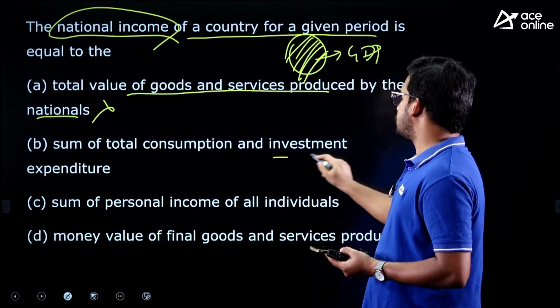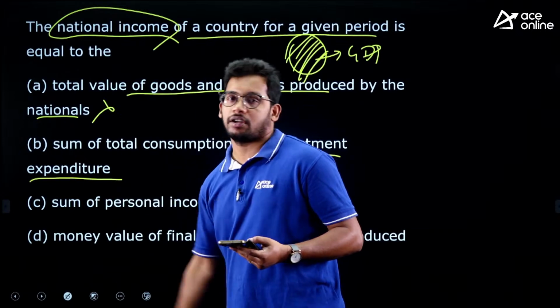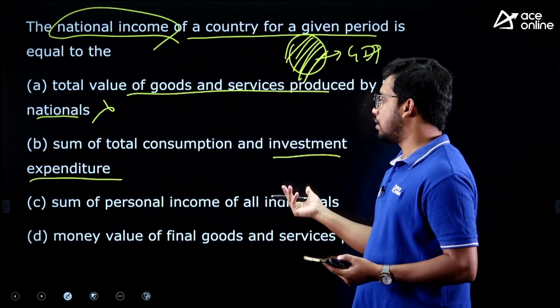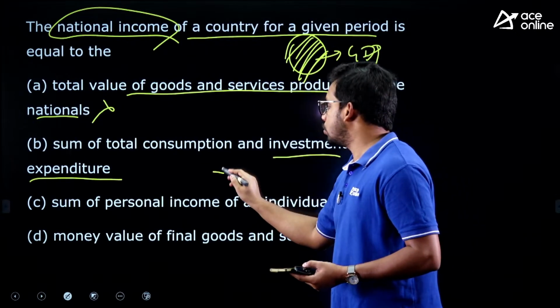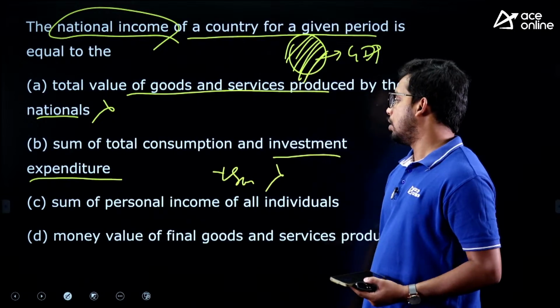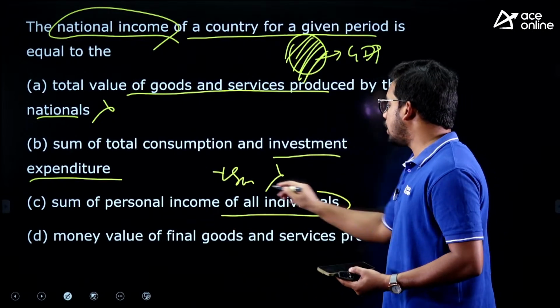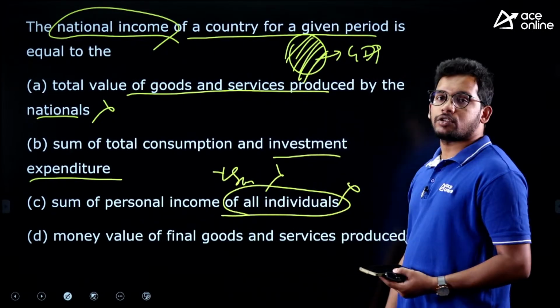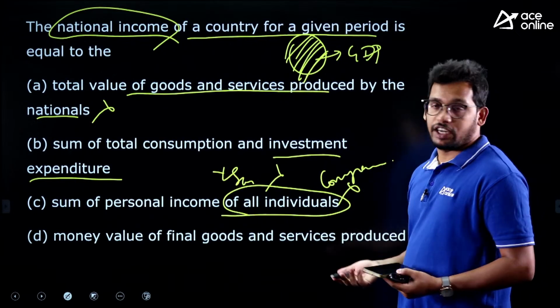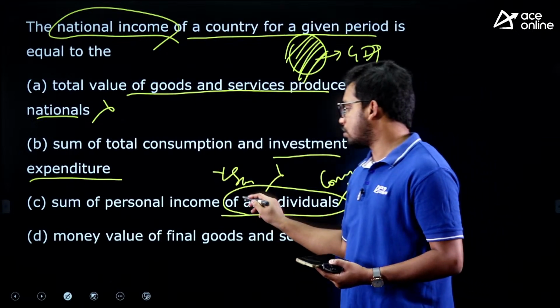Sum of total consumption and investment in expenditure. They are saying sum of total consumption and investment in the expenditure. But what about the savings? We need to take all the value added. So this is also wrong. Sum of personal income of all individuals, they are saying. This is also wrong, because we also have companies which are legal entities. So this is excluded. This is also wrong.